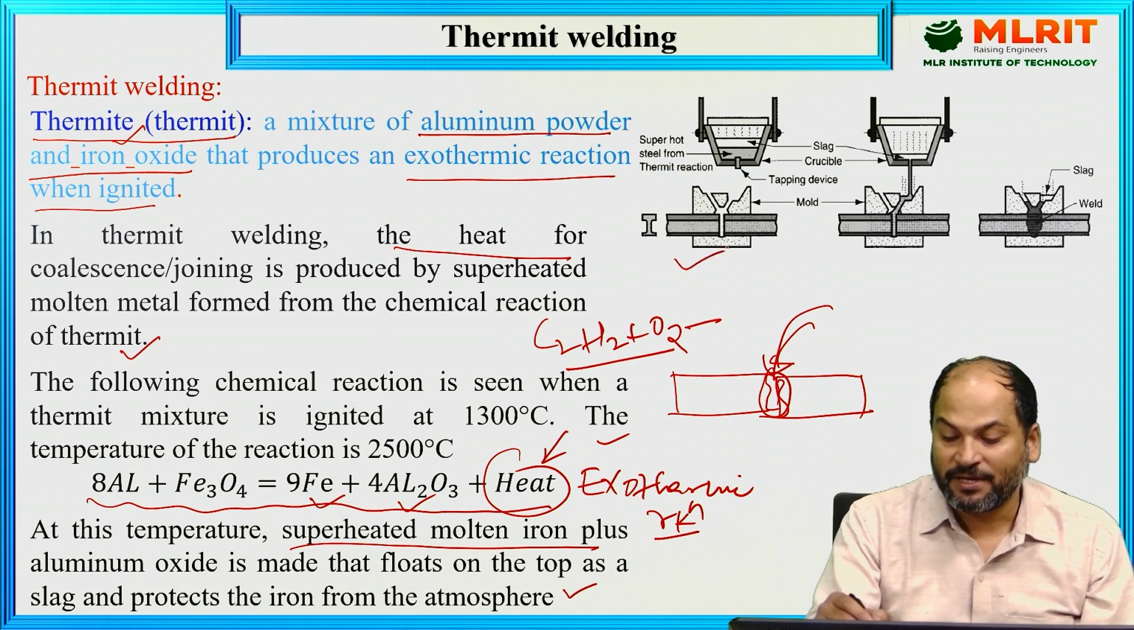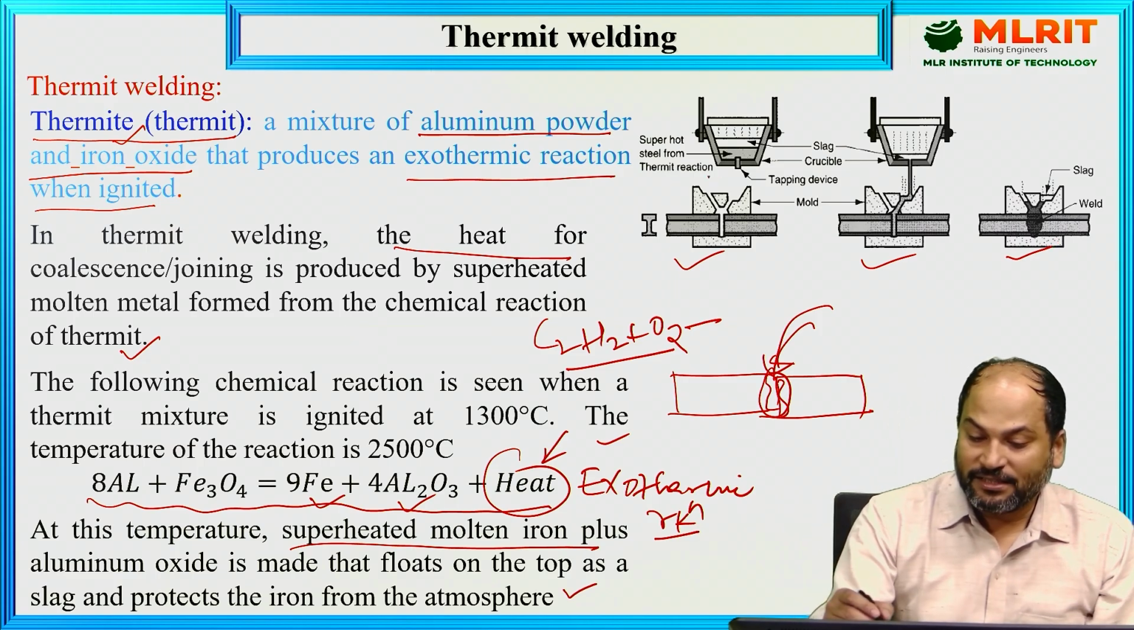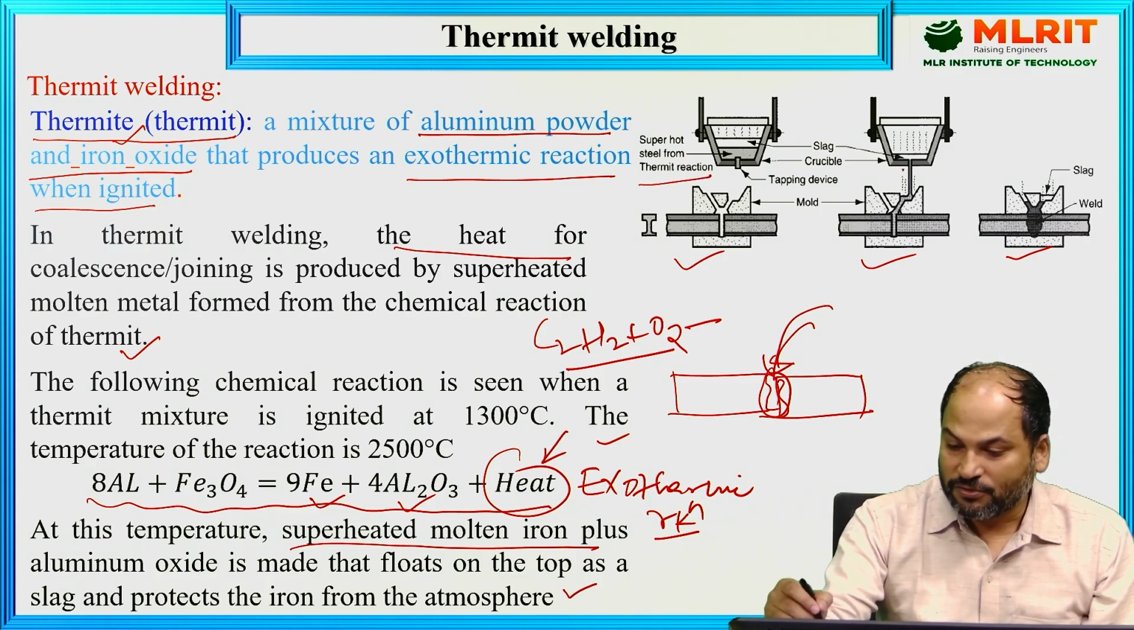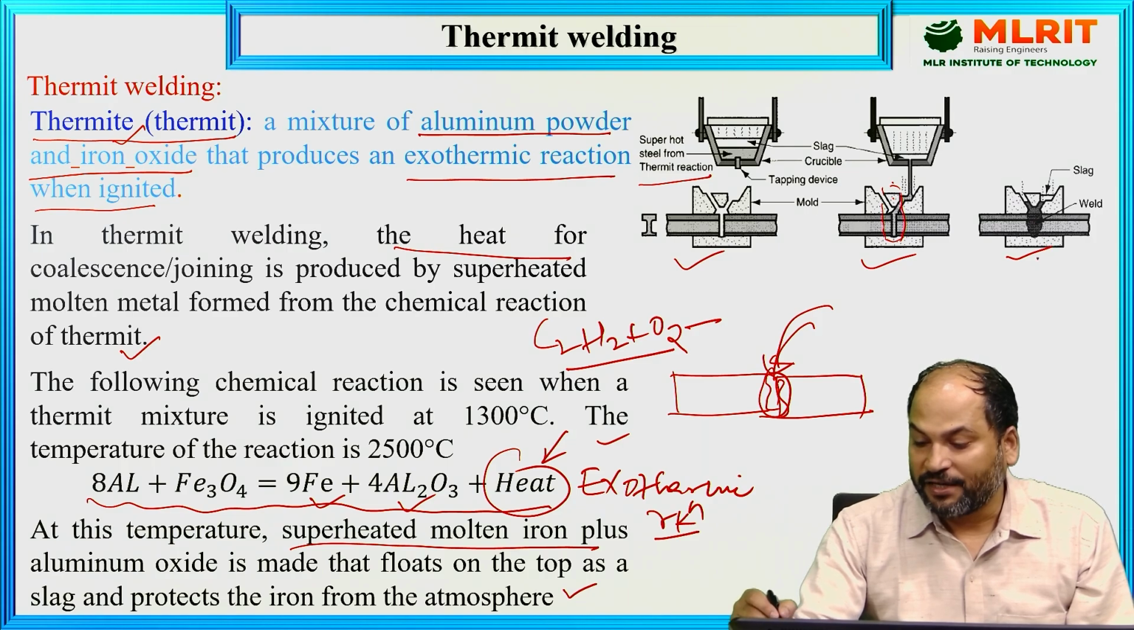So in three steps, here it has been seen. Through the diagram also we can see that this is the part we have to weld, and we are pouring this super hot steel from the thermite reaction. It will slowly come and fill this area. So this will be completely in liquid state, and once it solidifies, finally it will join. So we can see here.